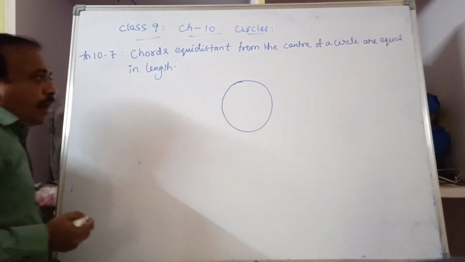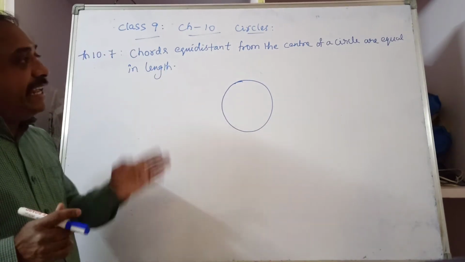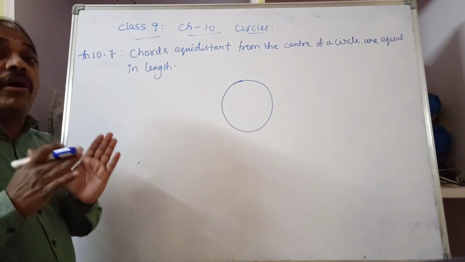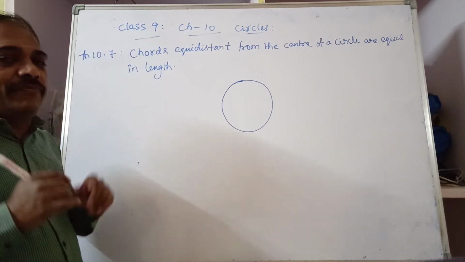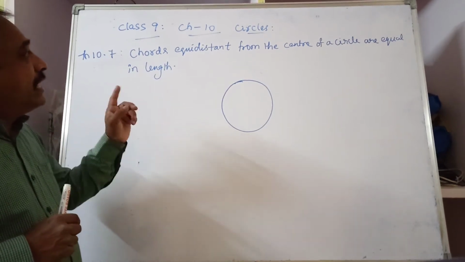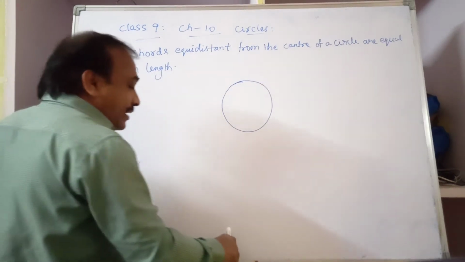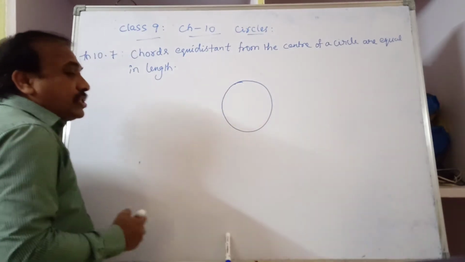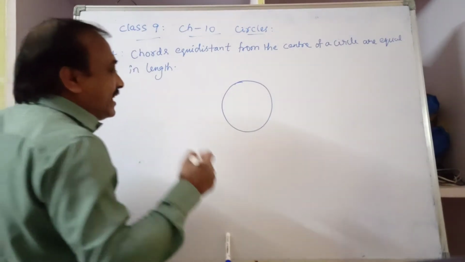What makes the difference between theorem 10.6 and 10.7? In 10.6, it said that if chords are equal, we proved they lie at equidistance from the center. Now it is saying, if the chords are at equidistance from the center, then the chords' lengths are equal.